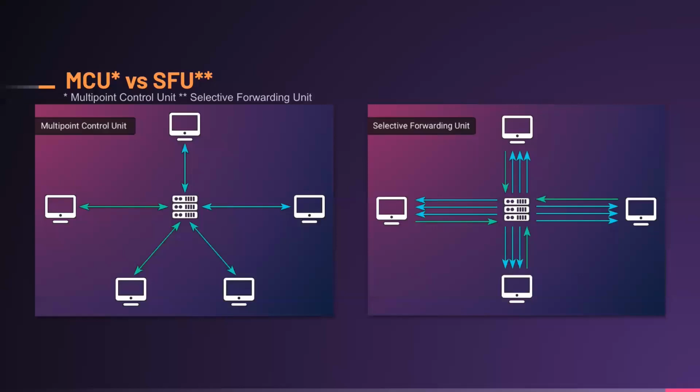Within the broad category of client-server, there are two main subtypes: the multi-point control unit, MCU, and selective forwarding unit, SFU. In the MCU topology, the server receives streams from each client and produces composite streams for each client. This minimizes client resource needs. Each client has one upstream and one downstream.